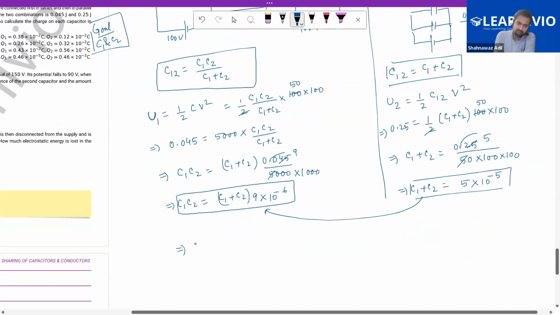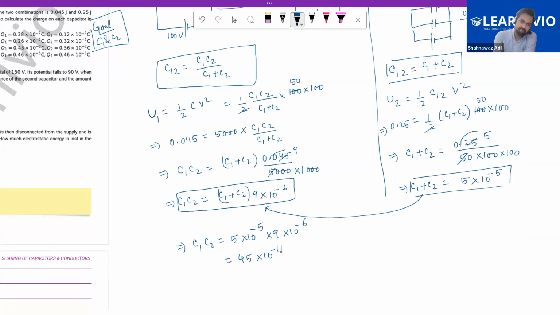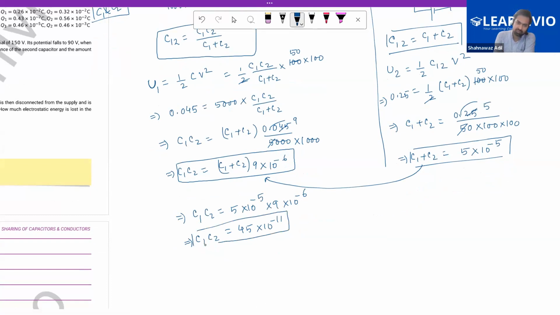So this with C1, C2, this would be 5 into 10 to the power minus 5, and then this is 9 into 10 to the power minus 6. So this is how much? This is 9 5s are 45, and then 10 to the power minus 8. Right. So this is C1 into C2. Is it clear? Yes, sir.